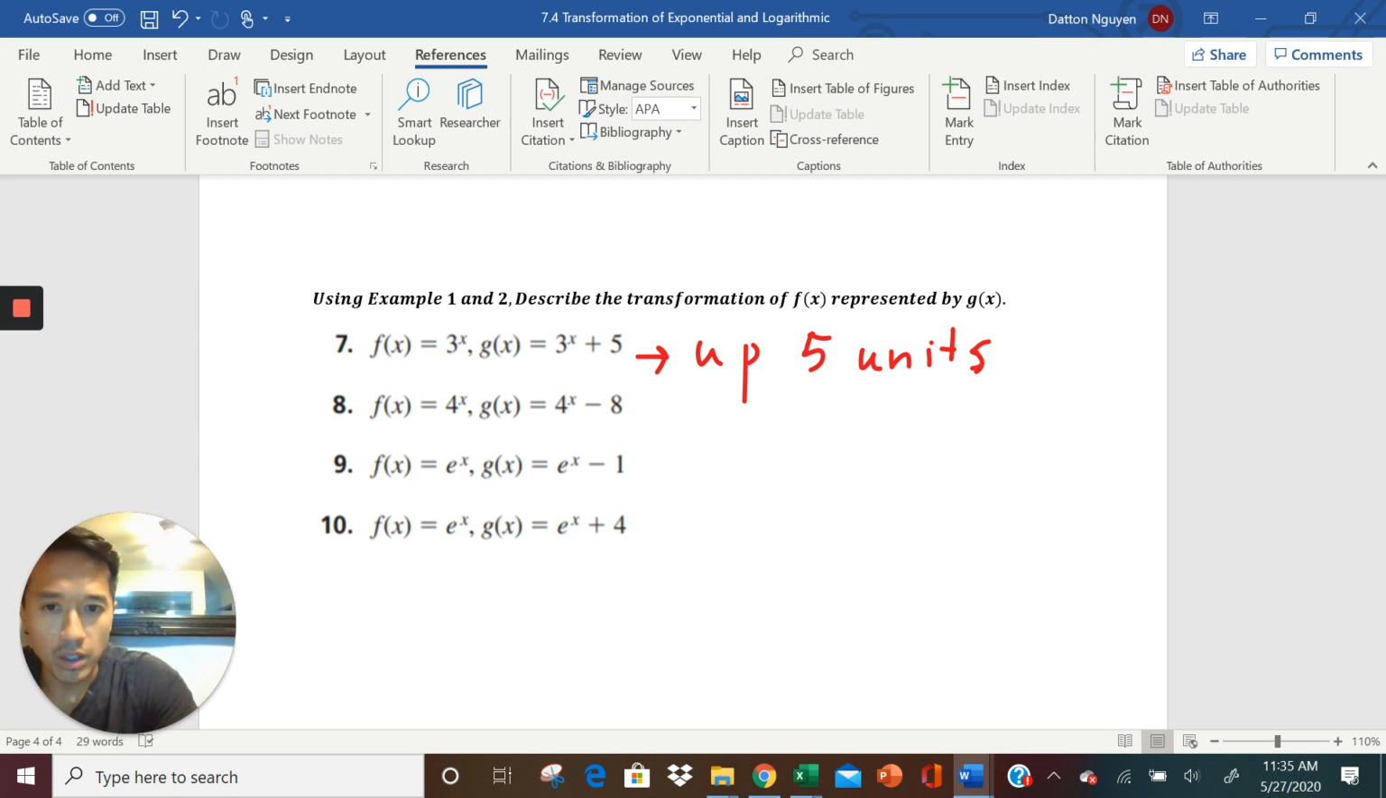So you can go through the rest of these and look at my other transformations, 8, 9, and 10. The original function is 4 to the x power, and g of x is 4 to the x minus 8. So obviously this should be going down 8 units. I kind of give you a hint with that.